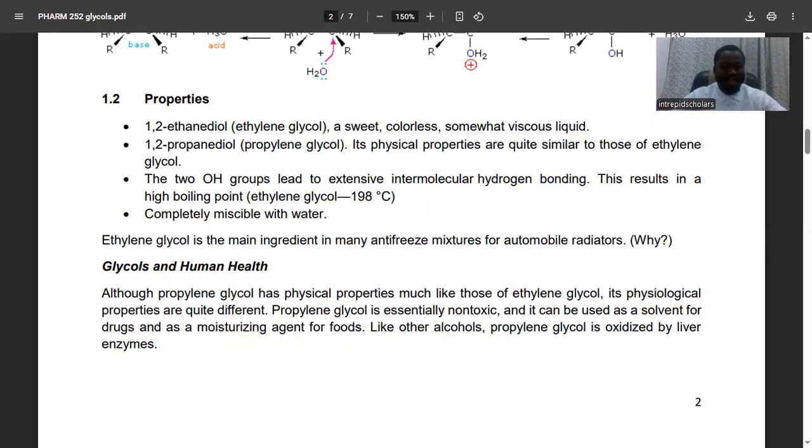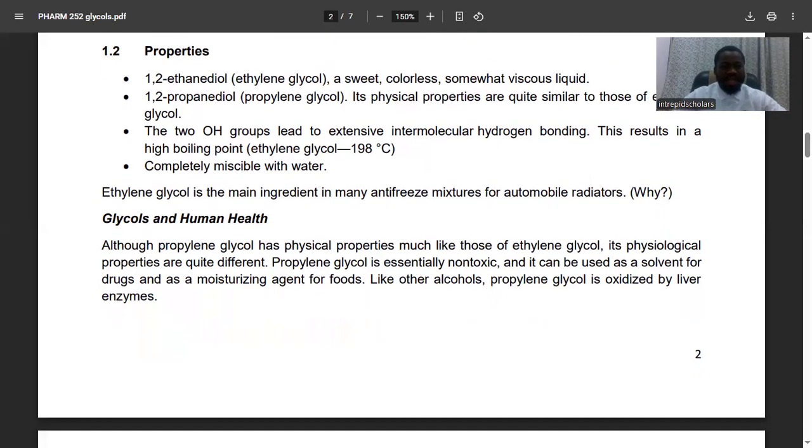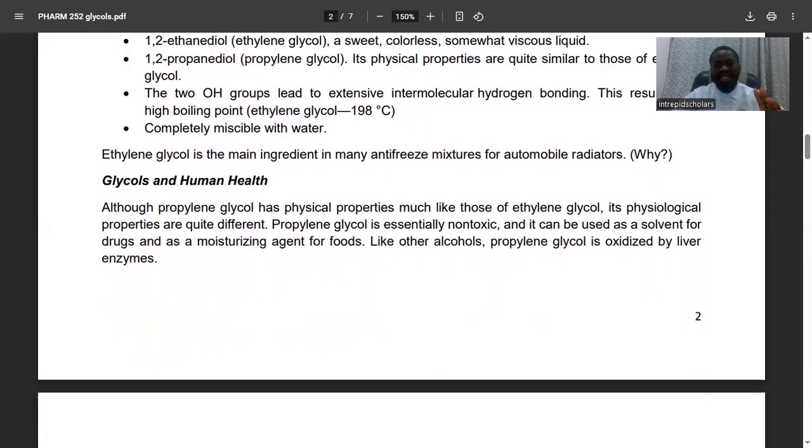Now, glycols and humans. Although propylene glycol has the same properties, much like those of ethylene glycol, its physiological properties are quite different. We have already established that ethylene glycol is toxic. Propylene glycol is essentially non-toxic, and it can be used as a solvent for drugs and as a moisturizing agent for food.